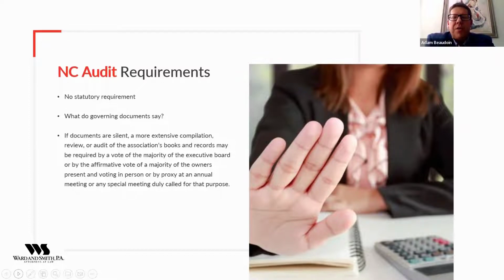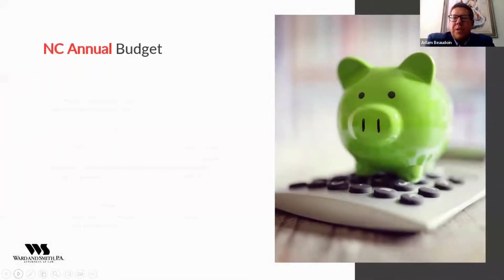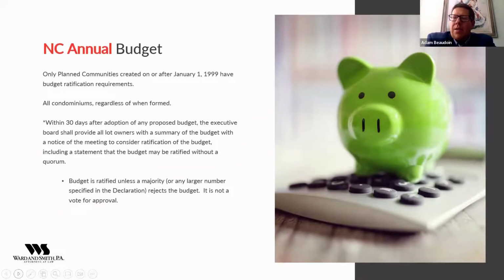And then finally, let's move on to the budget in North Carolina, right? It's budget season. So I talked at the beginning about the difference between condominiums and planned communities a little bit. And so here's one of the places that the statute deviates between the two. The statutes are the same, as I mentioned at the beginning, in terms of what records and financial records an association has to keep. However, when it comes to budget and budget season, if you're a condominium, it doesn't matter when you were created, you're going to have to go through a budget ratification process. And I'm going to explain what that is in just a minute.